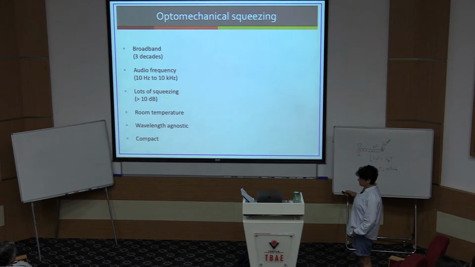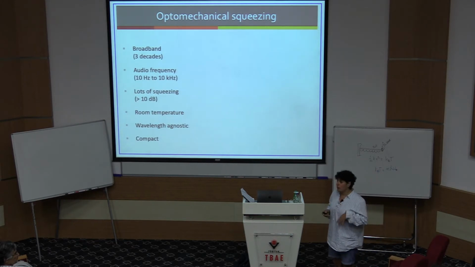We would like lots of squeezing. We'd like it to be more than 10 dB. We'd like it to operate at room temperature. We'd like it to operate at every wavelength. We'd like it to be compact. Now, the first four things we already have in hand. The squeezers I showed you do those. They don't do the other two things. And so using an optomechanical system would solve that.